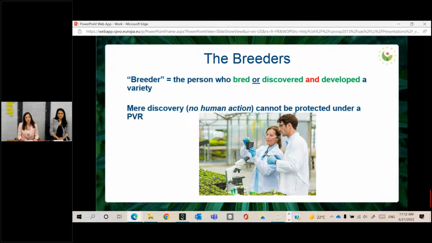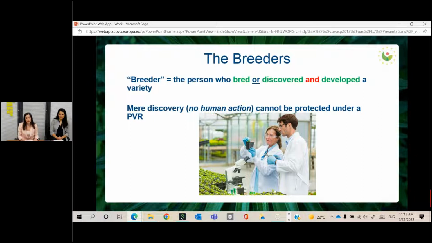And who are the breeders to which we are referring? So the breeder is the person who bred or discovered and developed a variety. So it's important to focus here on the word "and", because this serves to emphasize that a mere discovery where no human action has been undertaken cannot be protected under a plant variety right.